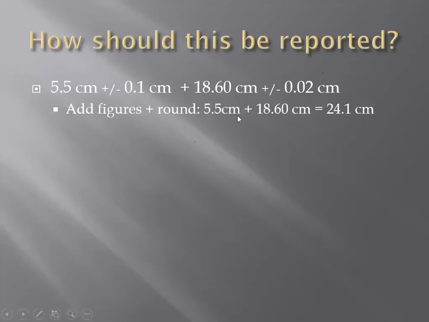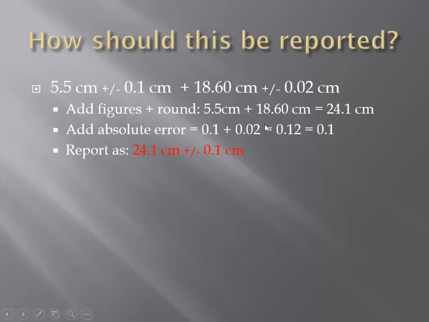Okay, so the first thing we're going to do is we're going to add them and round them for sig figs. When we're adding, the rule is digits past the decimal. So we're going to round this to 1 digit past the decimal, which turns out to be 24.1. And since we're adding, we add absolute error. So that turns out to be 0.12. But again, following just the normal sig fig rounding rules, I'm just going to round that to 0.1. So that's how I should report that value, 24.1 centimeters plus or minus 0.1 centimeter.